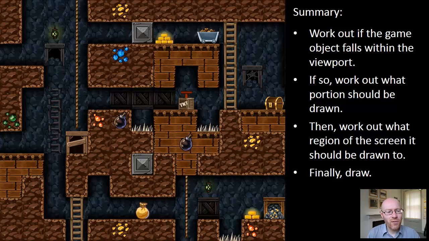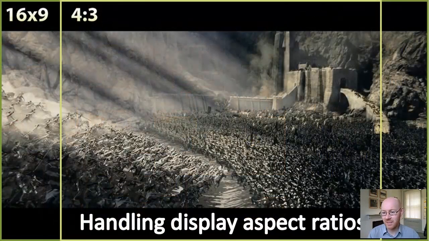There's a few factors that can make life a little bit more complex on a tablet. One of them is to do with different aspect ratios of the devices that we may end up using. So we'll have a look at this now.